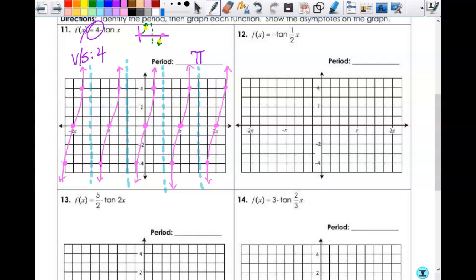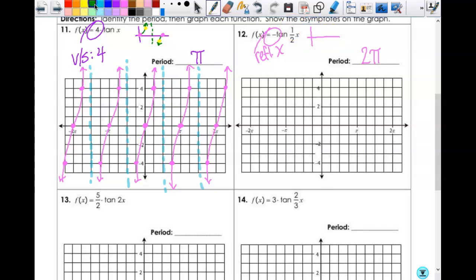All right, let's look at number 12. Okay, so number 12, do I have a vertical stretch or compression? No, but I do have this negative, which means I'm going to have a reflection in the x, right? And then what is the period? 2 pi. It's 2 pi because it's pi divided by 1/2.